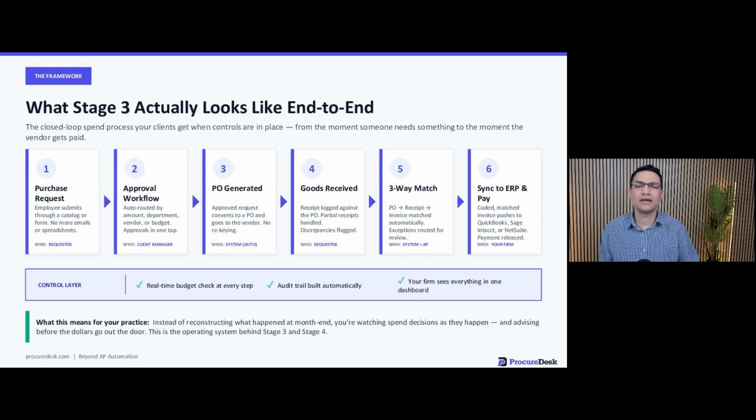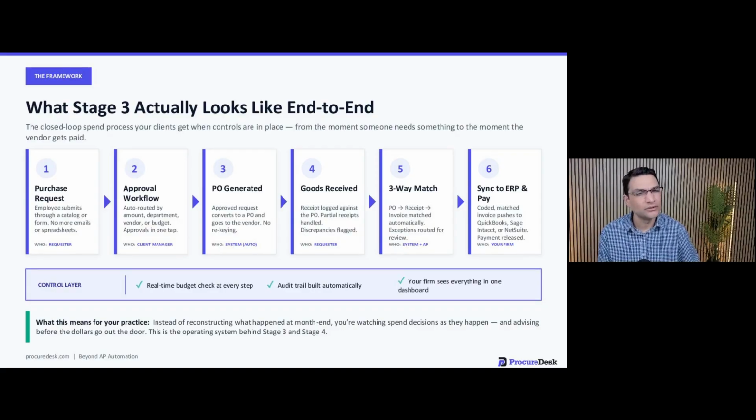So typically, what you would see in here is a 6 step process, right? Number 1 is purchase request. As I mentioned, the employee submits requests through maybe a catalog or a spreadsheet, whatever the process is. This is your client requester doing that, right? So the client is doing this work. Approval workflow, where the request is routed for review and approval. Again, it's the client doing that, right? So step 2 is again the client.